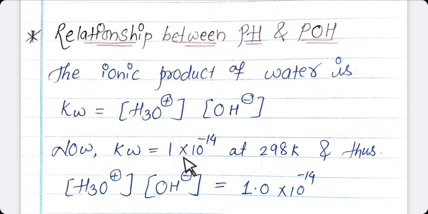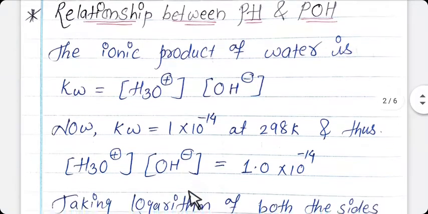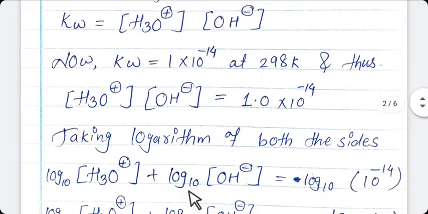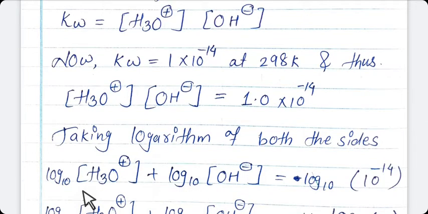Now put this value in the formula, so we will get concentration of H3O+ times concentration of OH- is equal to 1.0 × 10^-14. Now taking logarithm of both sides of this equation, we will get log to the base 10 of concentration of H3O+ plus log to the base 10 of concentration of OH- is equal to log to the base 10 of 10^-14.